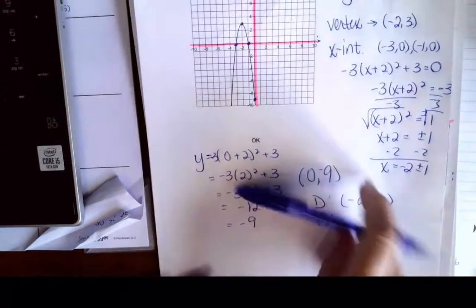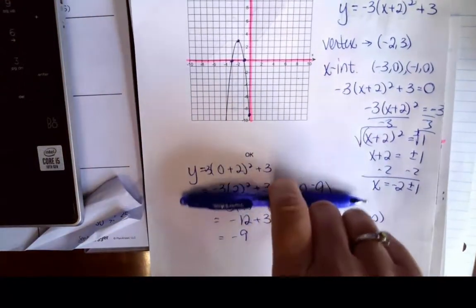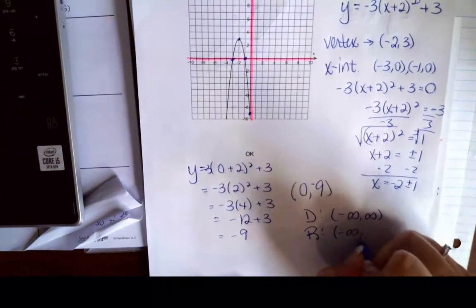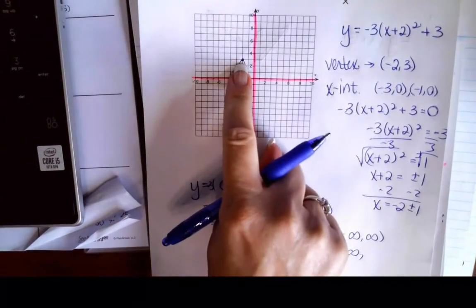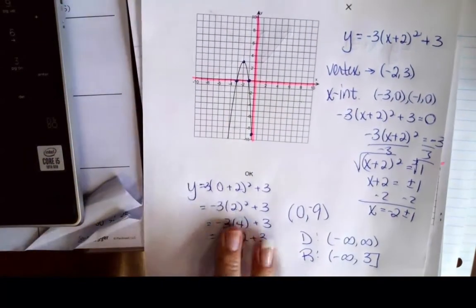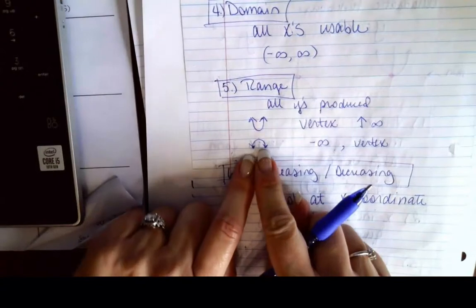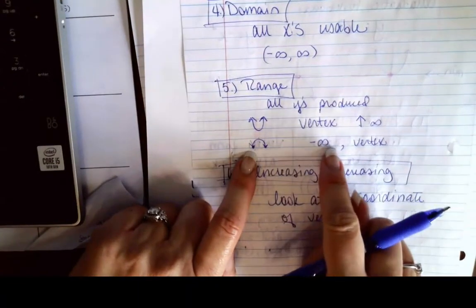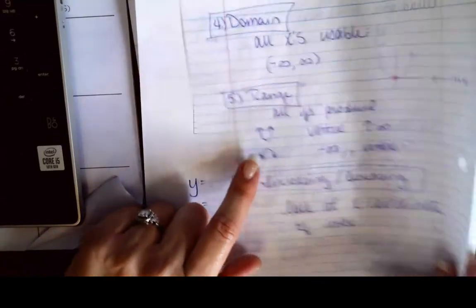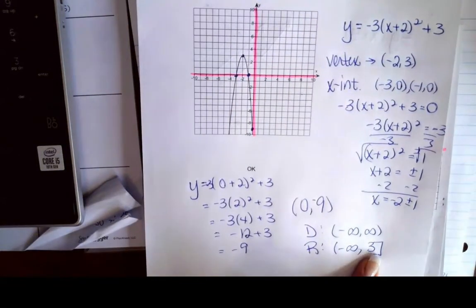Your range is going to be where your y values start. They've already started. So they start in negative infinity, and then they're going to peak out at where? Positive 3. And so going back to the notes that we have, if it's upside down, it's going to be from negative infinity, and it's going to cap off at your vertex. You just got to tell me what the y-coordinate of your vertex is.